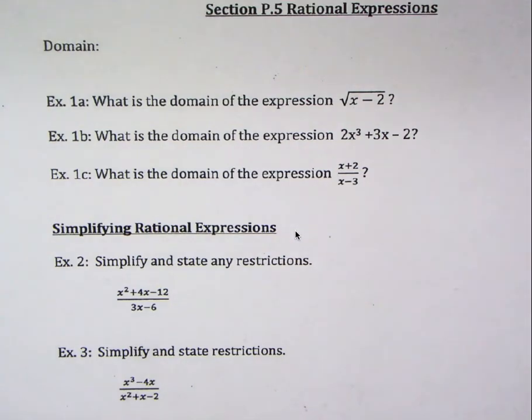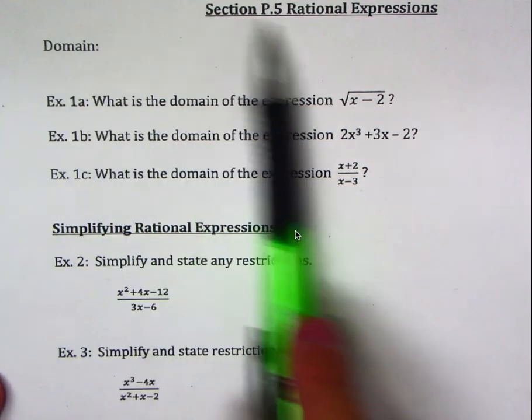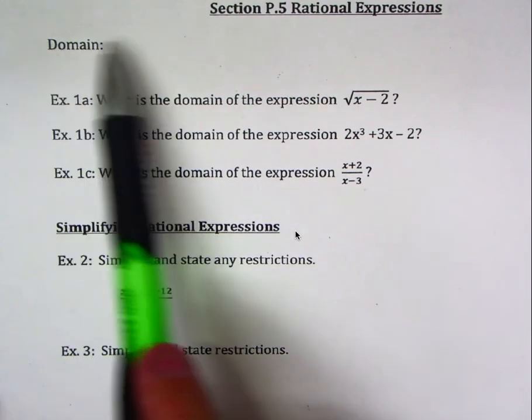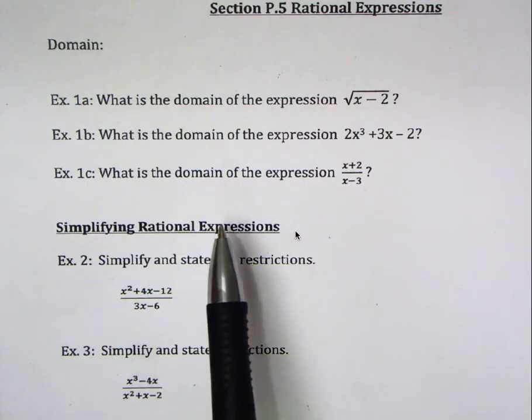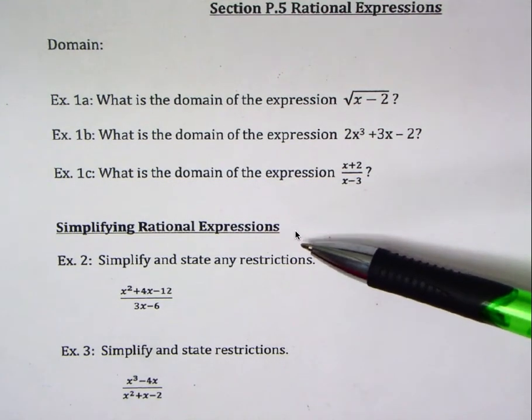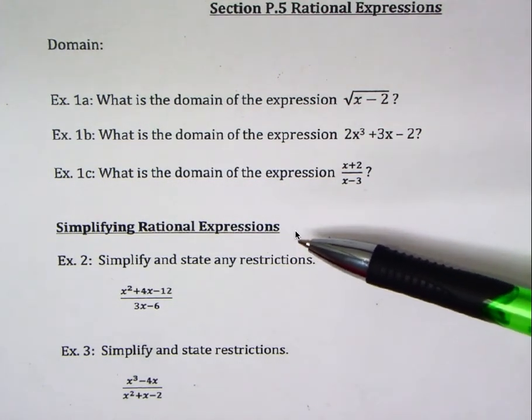Hey there. So this lesson today is really about two different things. It's going to be broken up into two parts. The first thing we're going to talk about up here in example one is what is the domain of an expression. We're going to talk about domain, what it is, and how you find it. And then the second part of the lesson, we're going to be talking about simplifying rational expressions.